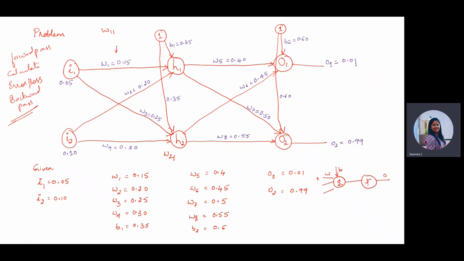The target value for O1 is given as 0.01. The target value from O2 is given as 0.99. So we'll keep this in mind and we'll perform the operation.